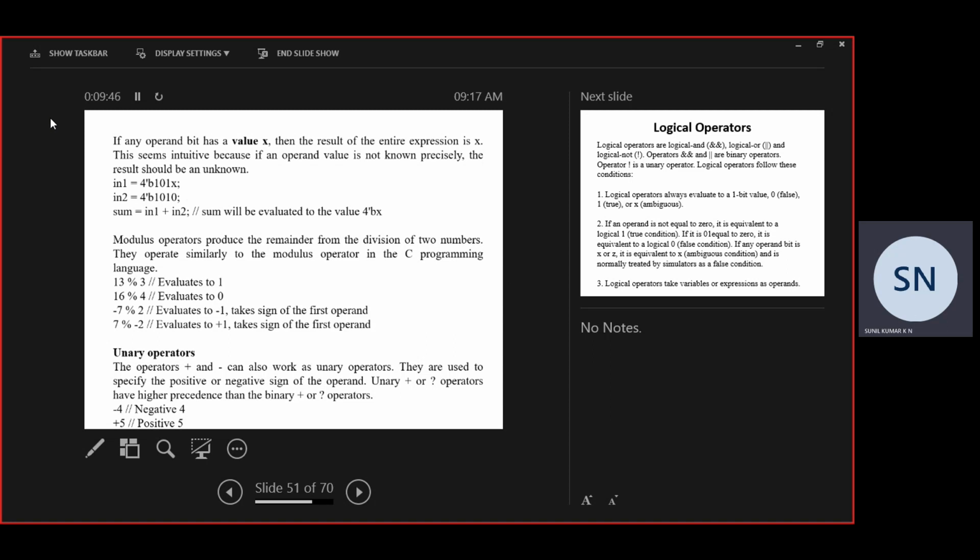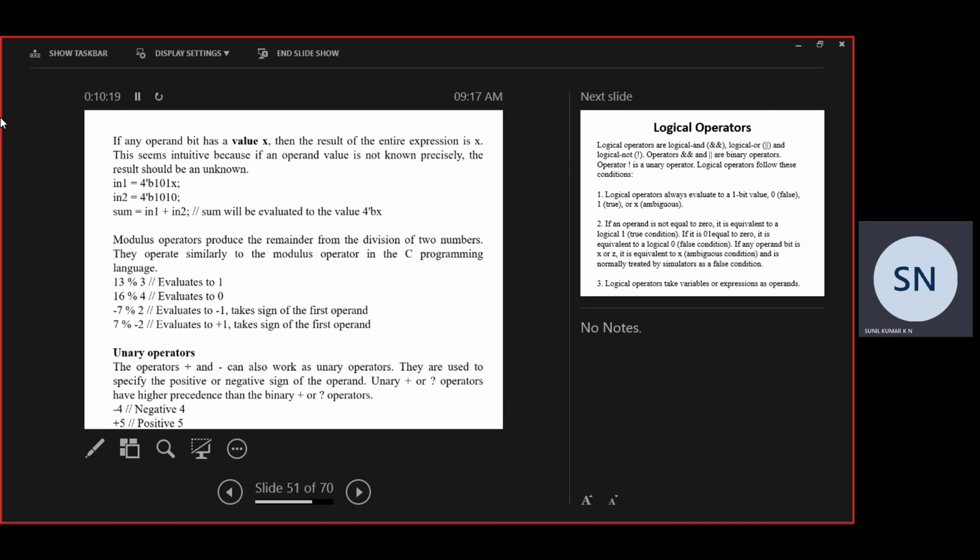So next one: if any value is x or z, x is nothing but don't care. If it is there in your operand, x is also one of the logic values. So how is it going to perform? Suppose in1 plus in2, what is the value of that result? The entire result, if it is having x or z, is going to evaluate to the value x itself. It is not going to take the sum.